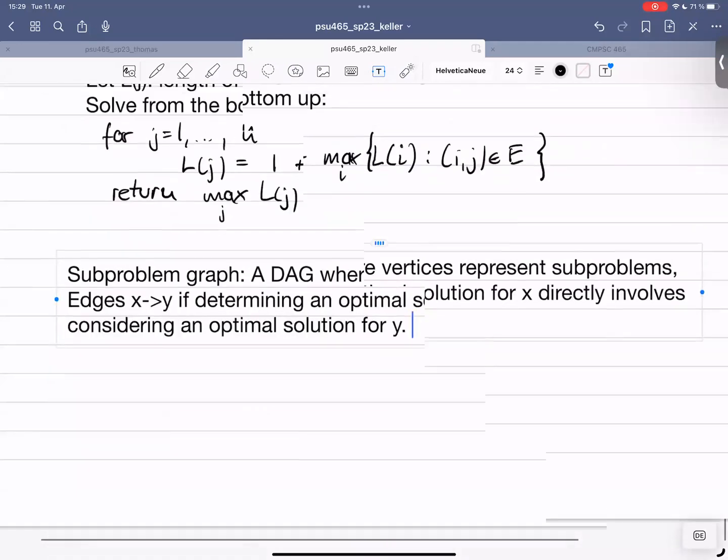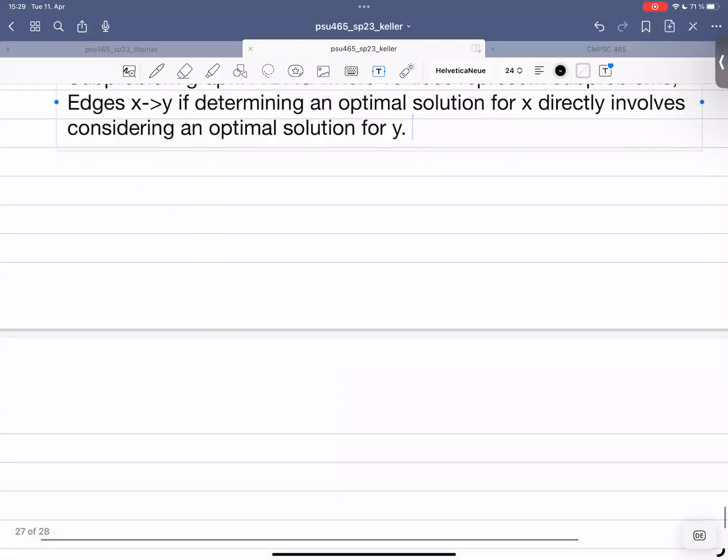Before, we had an edge from x to y, or from two numbers, whenever I could make this transition, but really the meaning of these edges is now in the reverse order. That means that Lj would depend on Li, and then we would have an edge in the opposite direction. But the structure is exactly the same. It's just the interpretation of the edges that is switched around. And so based on this, we can draw what's called a subproblem graph.